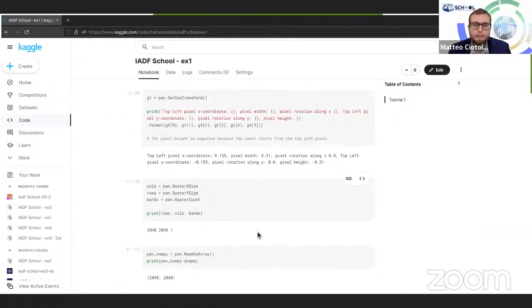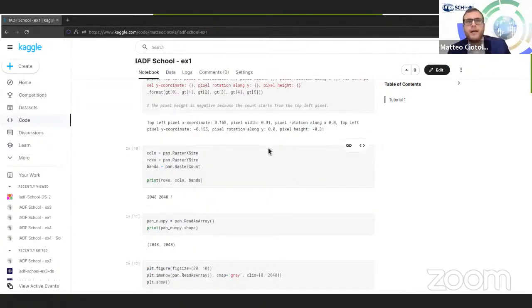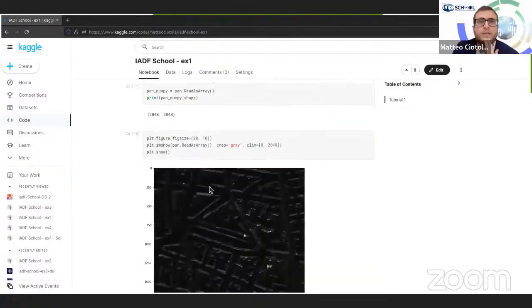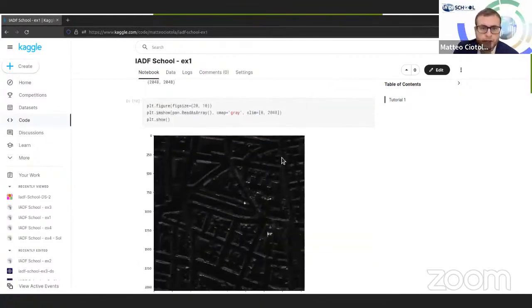In this case, we have a picture of 2048 times 2048 times 1, because 1 is the number of bands that compose the panchromatic image. Okay. Finally, you can access the image directly, converting it into an n-dimensional matrix, or for Python users, into a NumPy array. You can also have a preview of the image directly here in the notebook.